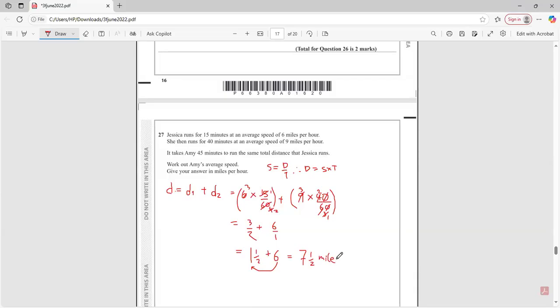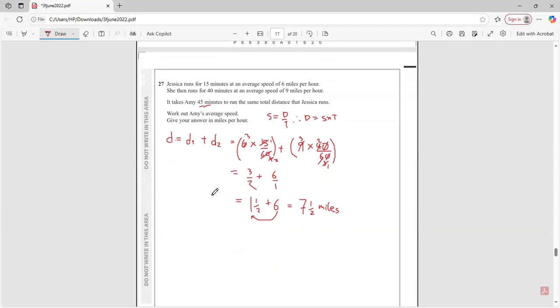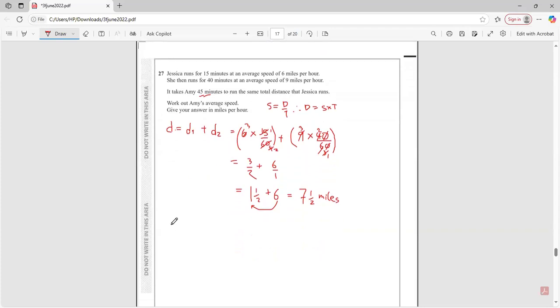Okay, so on to the next. They said if Army takes 45 minutes, take note of that, 45 minutes to do what? Run the same total distance that Jessica runs. That's 7.5 miles. The question is this: work out Army's average speed in miles per hour. So, of course, this is for Army. So let's take note of that. What we're doing now is for Army, not Jessica anymore.